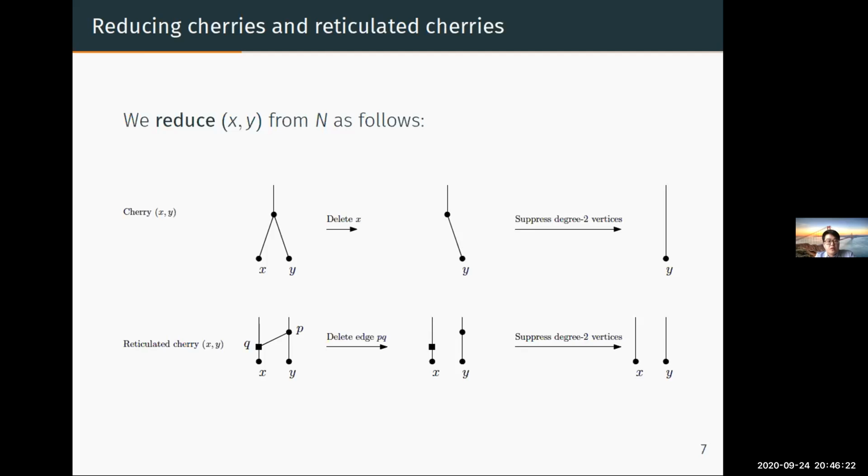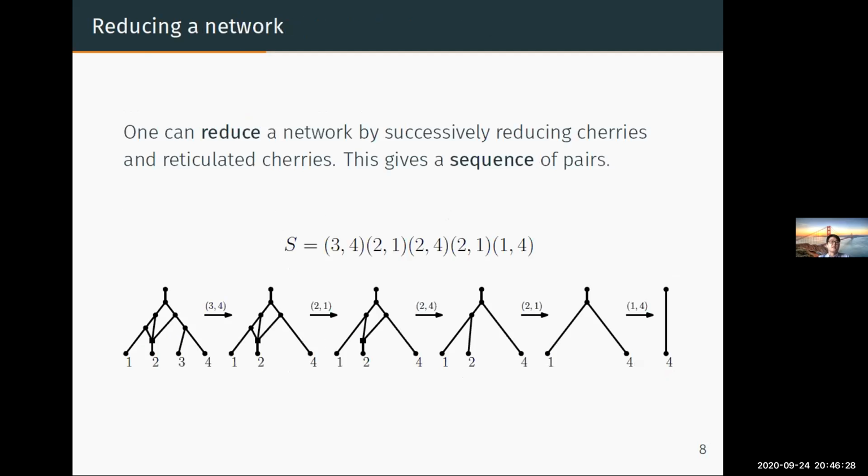So we have a way of reducing cherries and reticulated cherries from networks. This means that you can reduce a network by successively reducing cherries and reticulated cherries. And this gives a sequence of pairs where these pairs correspond to either a cherry or a reticulated cherry. So let's look at this example right here. At the very left, we have a network on 1, 2, 3, 4.